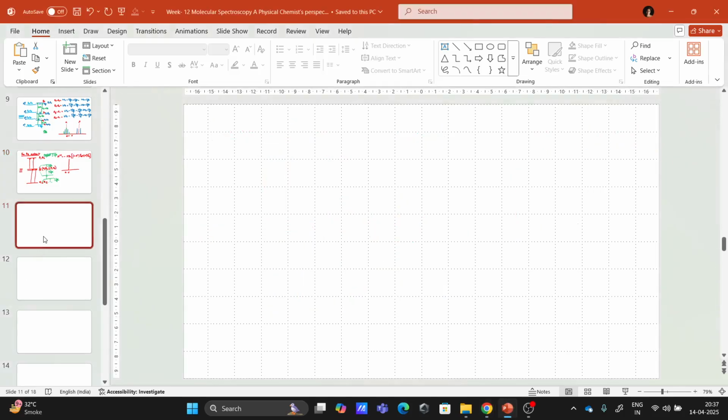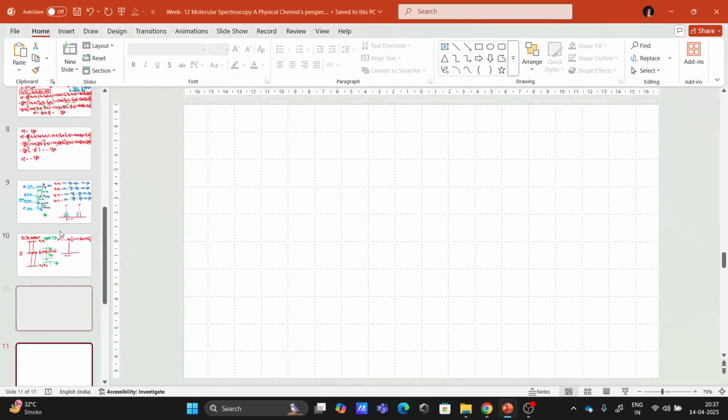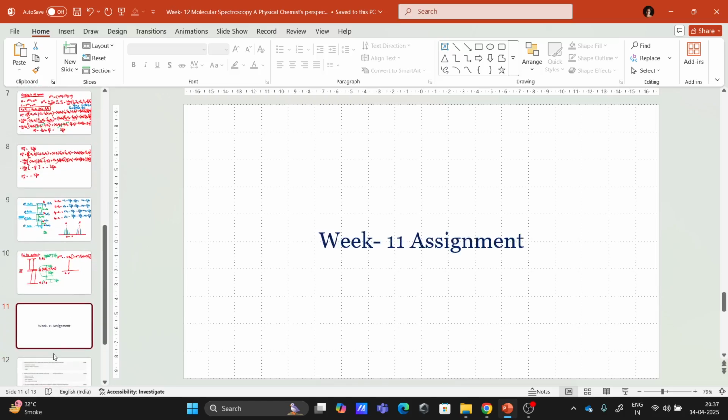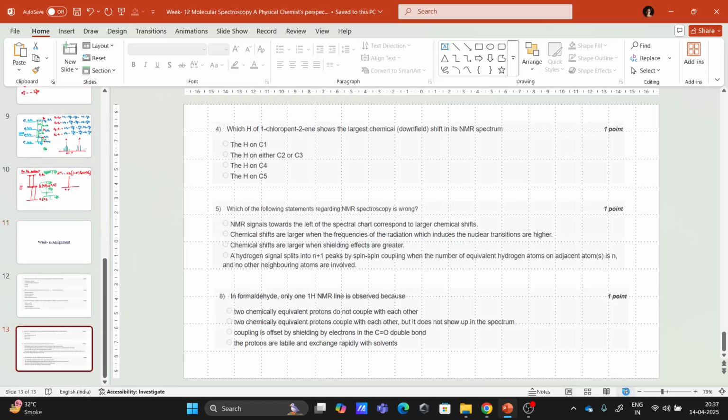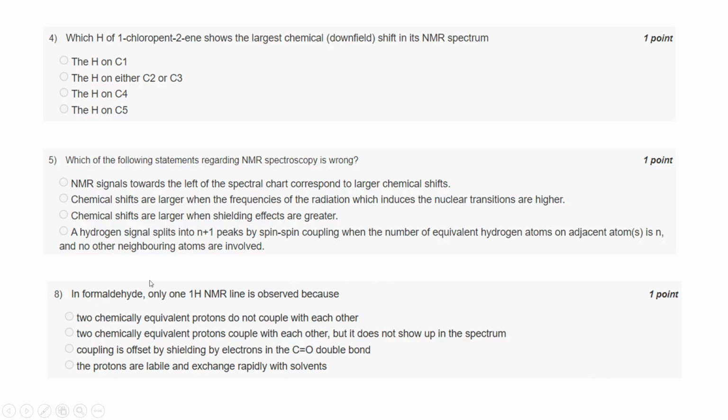So with that, we can actually go to the assignment solution. Question number 8 on the assignment: in formaldehyde, the structure is an aldehyde. Two protons are there. So this is the structure, and only one proton NMR line is observed.